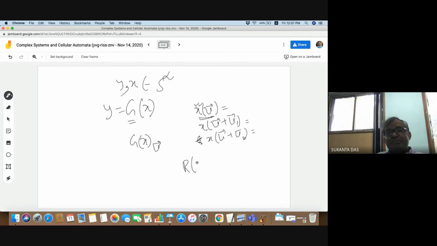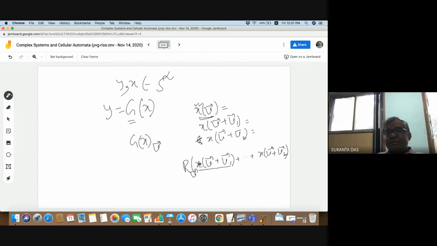I shall write here X of V plus V1 plus dot dot dot plus X of V plus Vm, right? The other state, okay. And here I should not write R here. I should write R actually. This is the rule. R is the rule at cell used by cell V, right?